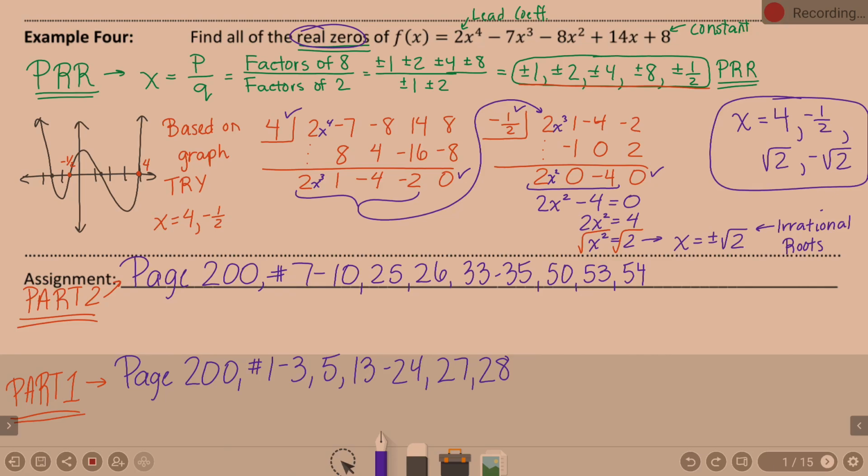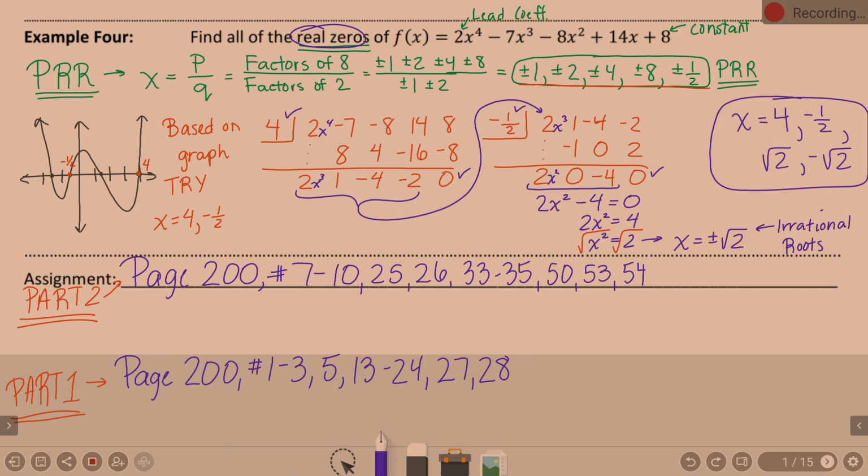It does. If you find the zeros on your calculator, those numbers between 1 and 2, guess what they're going to match up with? Square root of 2. Square root of 2 I know is 1.414. You find those zeros on your calculator, they're going to be 1.414 and negative 1.414. But if you give me 1.414 and negative 1.414, I'm not giving you the credit because I know you just used the calculator. It's important that you give me this type of form.